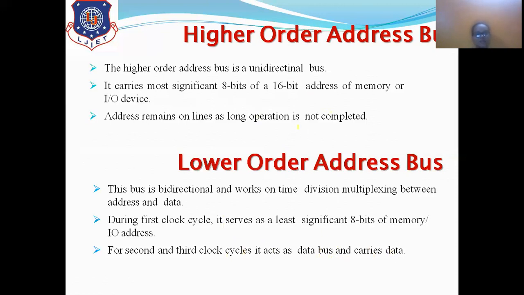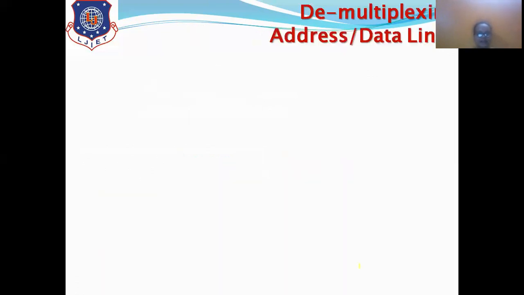the higher order address bus will remain as it is. Clear? And the lower order address bus will be multiplexed with the data bus, so it will work as per this differentiation. For the first clock cycle, it will work as an 8-bit memory or IO address, and for the second and third cycles, it will work as a data bus which carries data.